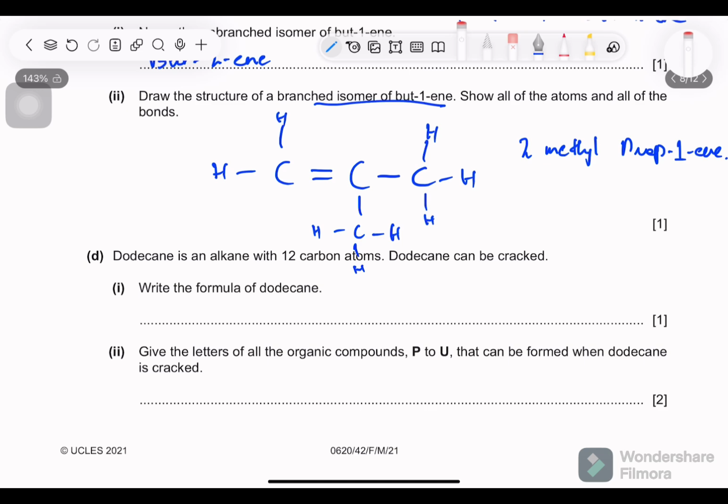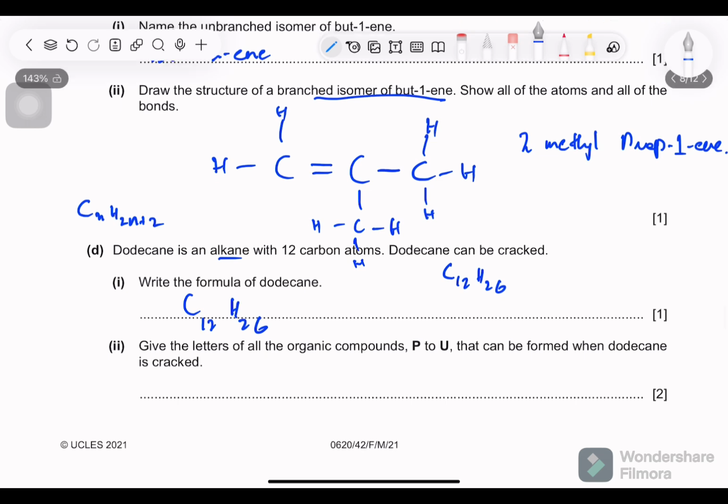Okay, so dodecane is an alkane with 12 carbon atoms. Dodecane can be cracked, and it contains 12 carbon atoms. It is an alkane. The alkane general formula is CnH2n+2. So we can apply the formula to dodecane. C12, H2n will be 24, and plus 2 will be 26. So C12H26.